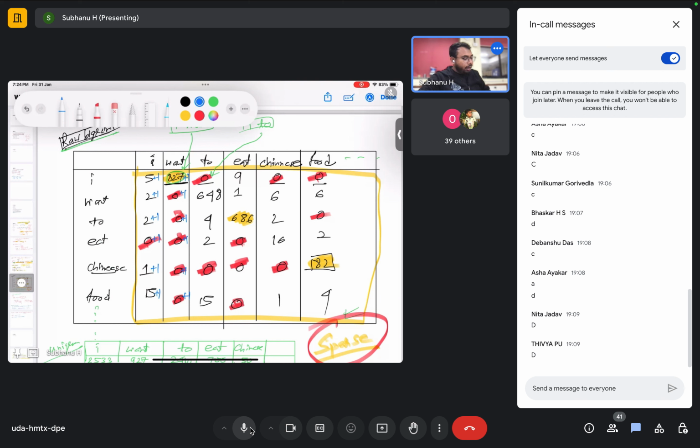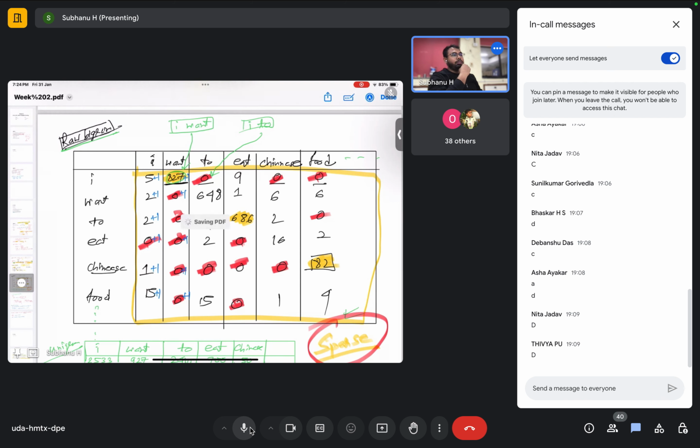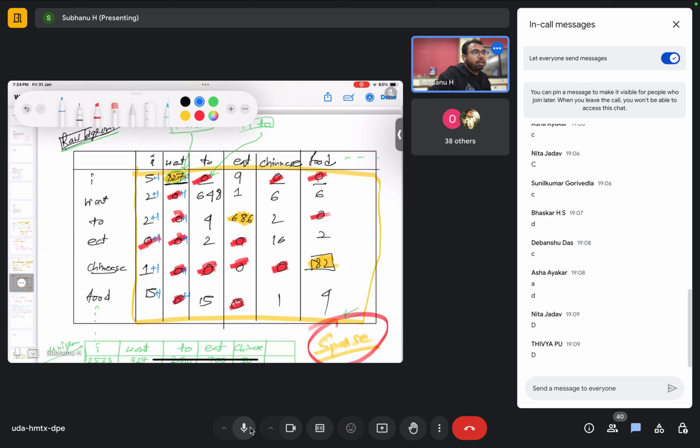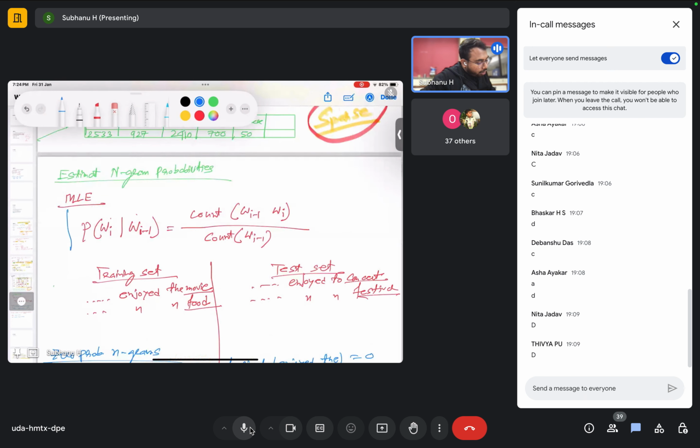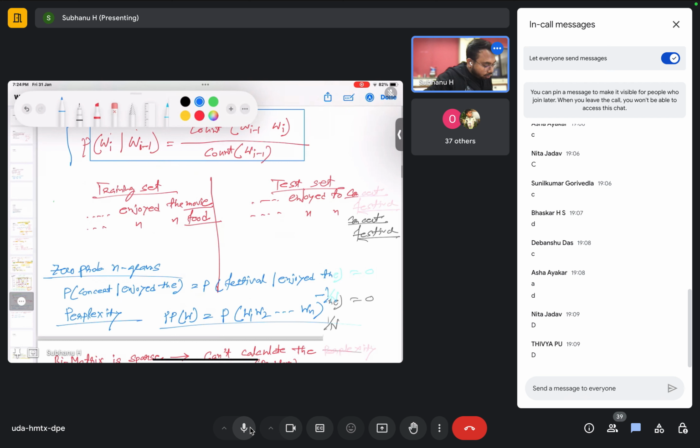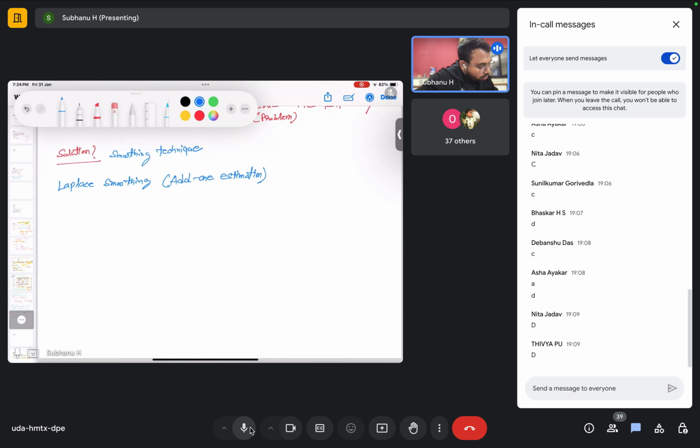Are you getting my point? So in the whole matrix we add one. That means that you don't have any zeros, and also this is not affecting you that much. Okay, so previously how did we estimate the MLE in terms of bigram? Yeah, so let me write it again. We estimated MLE.